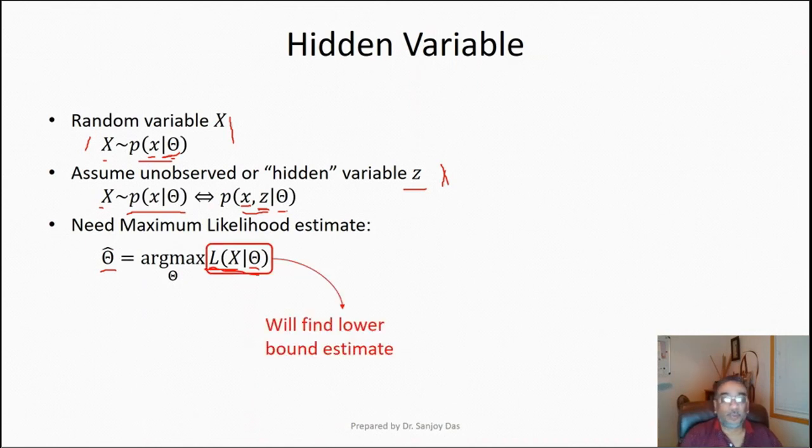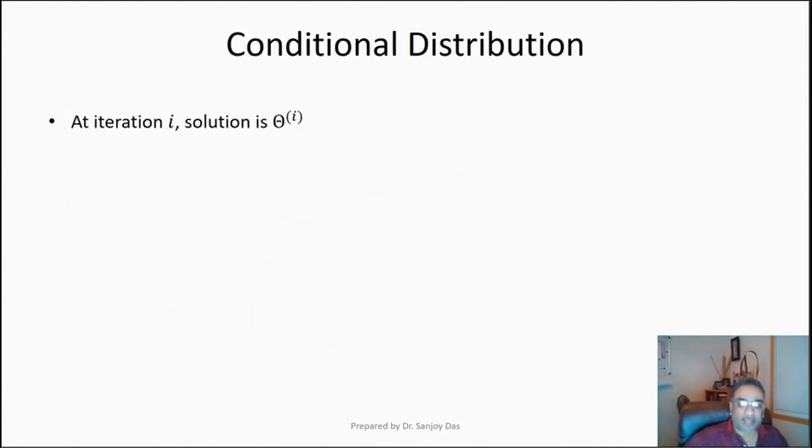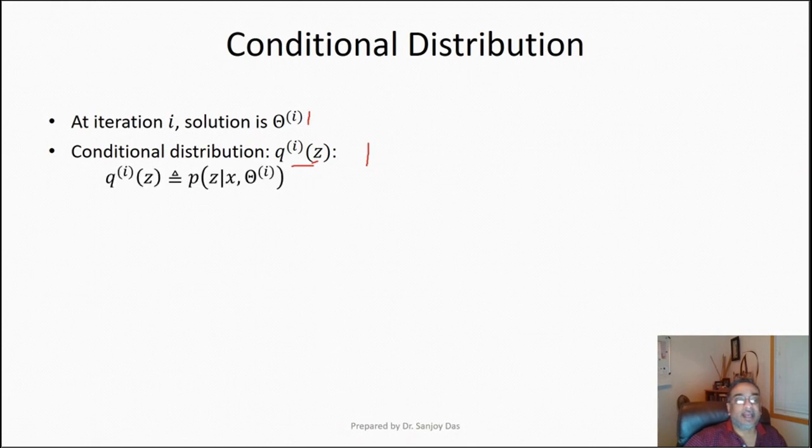So what we will do is find the lower bound estimate of this log likelihood in each iteration. That's the first step of the EM algorithm. At each iteration of the EM algorithm, the solution is theta superscript i, and we'll define a conditional distribution Q^i(z) on the hidden variable z, given by this expression.